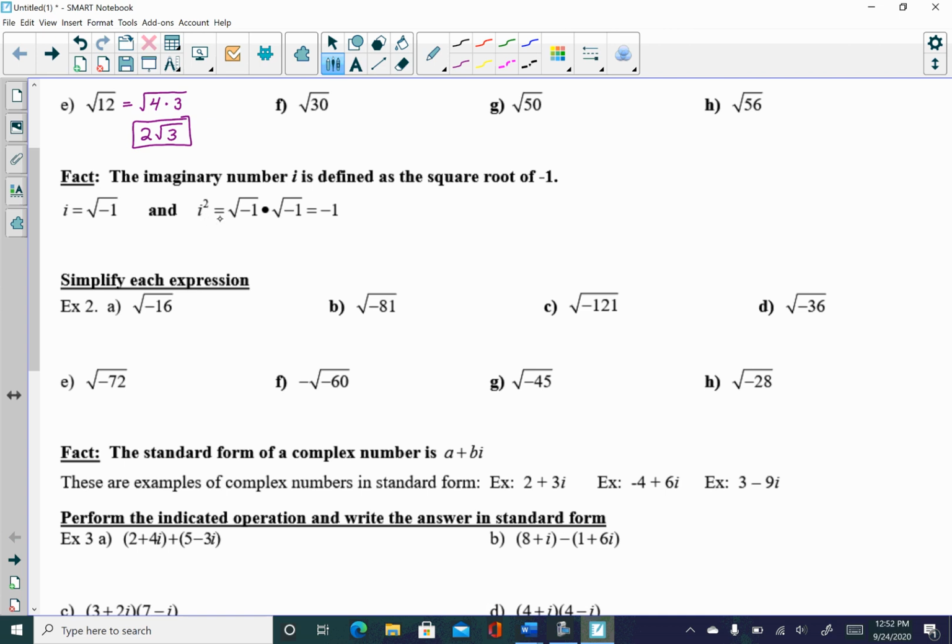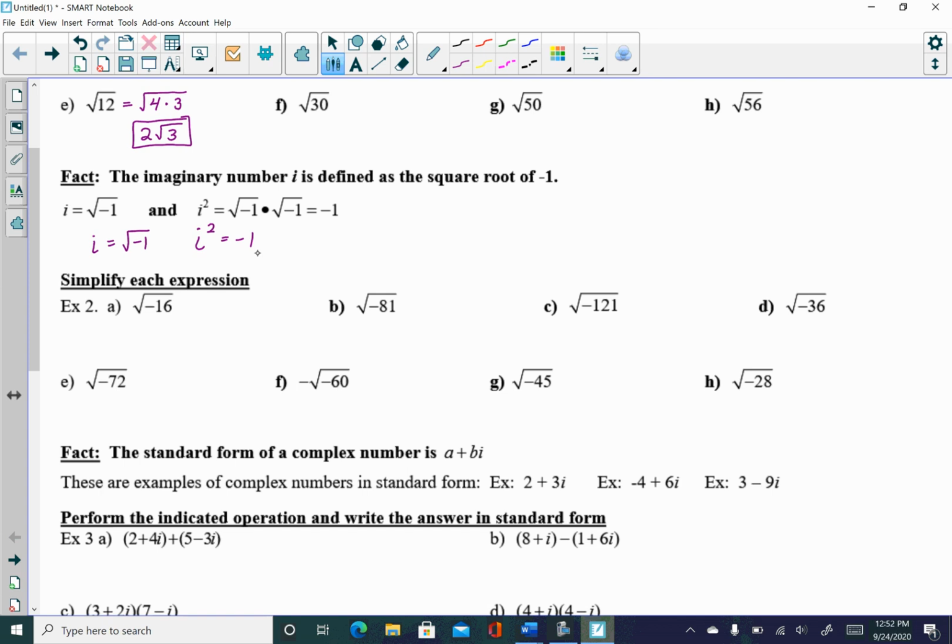i squared then would be equal to the square root of -1 times the square root of -1, and anytime you take a square root and multiply it times itself, you always get what's underneath. So essentially then we can say that i squared equals -1. So i is equal to the square root of -1. i squared is just -1. We'll talk about i cubed and i to the 4th in your 171 class, but we'll just focus here on i and i squared. In example 2, they want us to simplify these expressions. So I'll do a couple of these here with you.